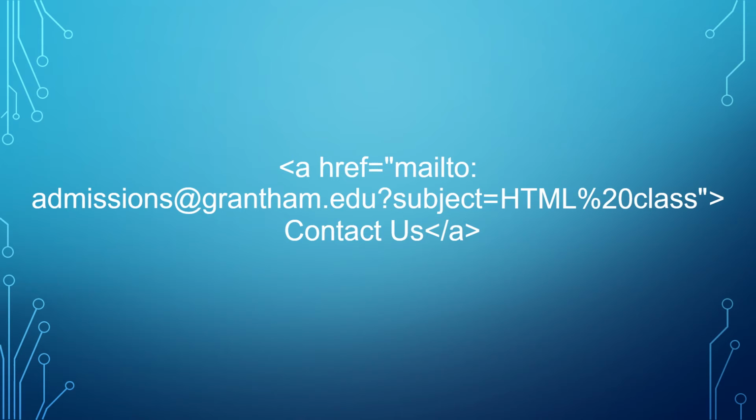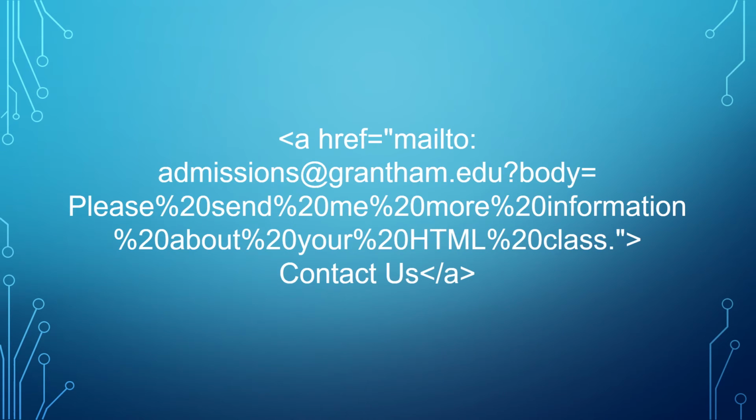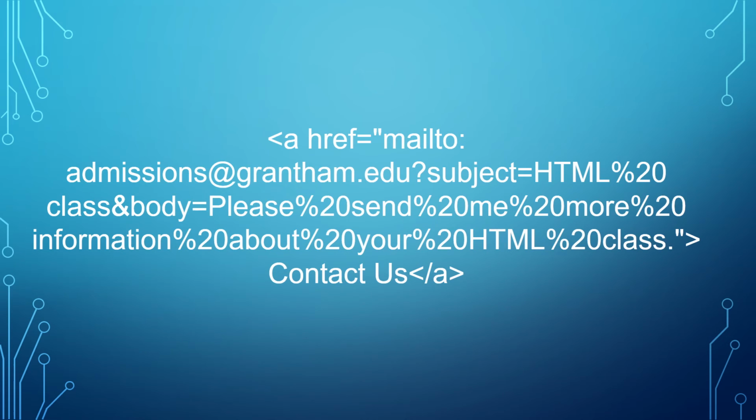When a user taps or clicks on the link, the email will pop up with the subject line already filled in. You can add to the body of the text the same way, but with body instead of subject. Don't forget the %20s for spaces. You can also use both by putting an ampersand between them. It would come up for the user like this.